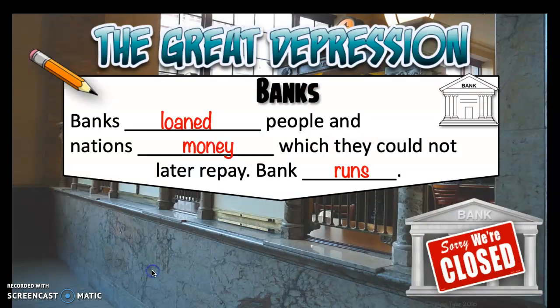So let's go ahead and fill in under banks on page 9 that banks loaned people and nations, like Britain and France, for example, money which they could not later repay. And then we experienced those bank runs. Now, Britain and France and the world really experienced this depression as well.